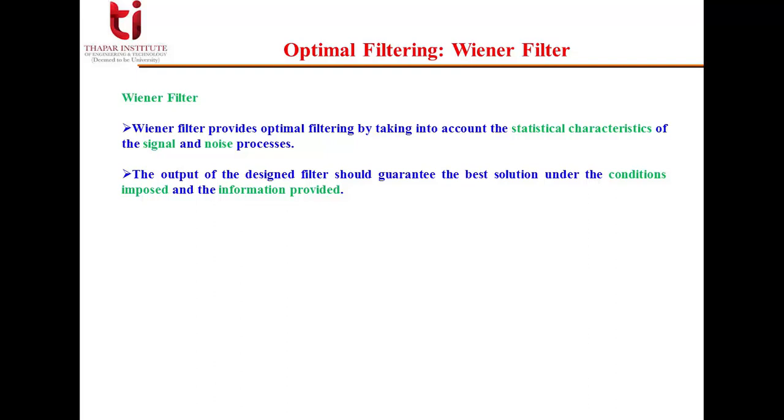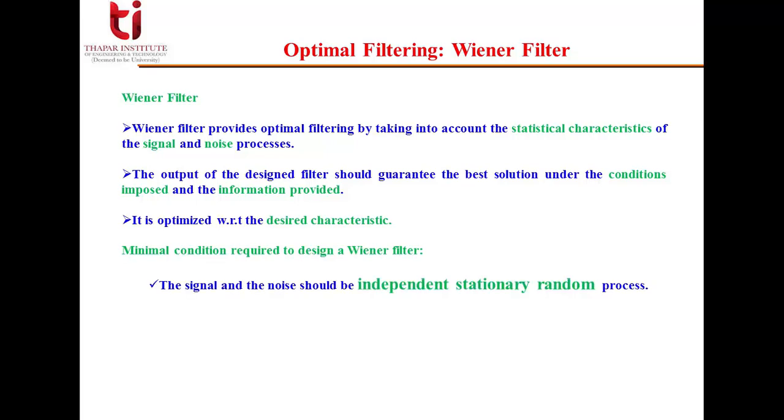We can say it should be optimized with respect to some desired characteristics. Now, which is that desired characteristics for which we have to design or we have to produce the optimum results? What are the conditions required to design such filter? So, one such condition which we should consider before designing a Wiener filter is that the signal and noise should be independent, stationary, random process.